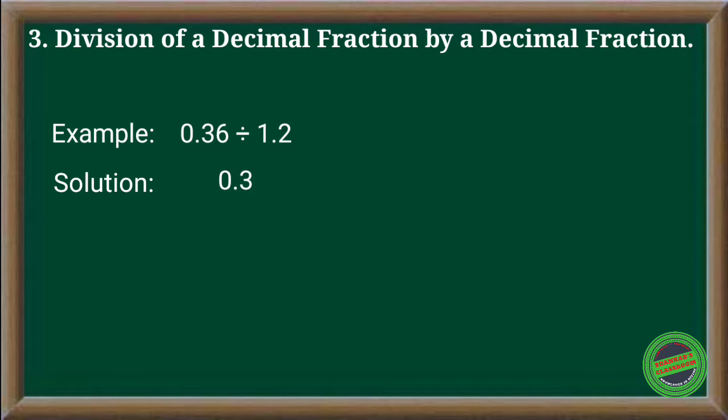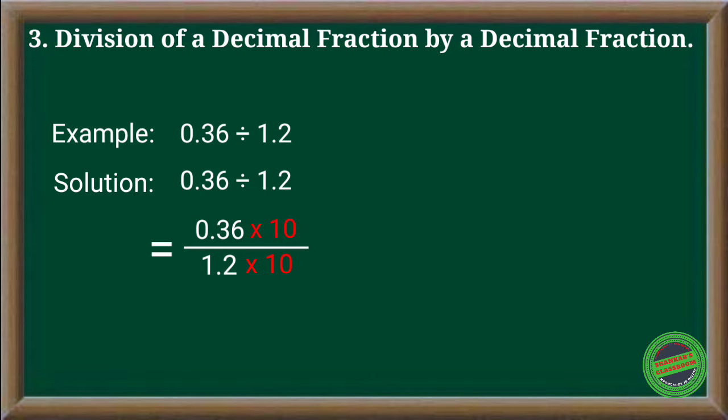So in the solution I will copy the same numbers in the same form, and then this will be equal to, now I will write in a different way, in the form of numerator and denominator. The first number is the numerator and the second is the denominator. So here the denominator is a decimal fraction, so I will multiply by 10 so that this decimal fraction will be converted into a whole number. If I multiply the denominator, I will also multiply the numerator by the same number, that is 10.